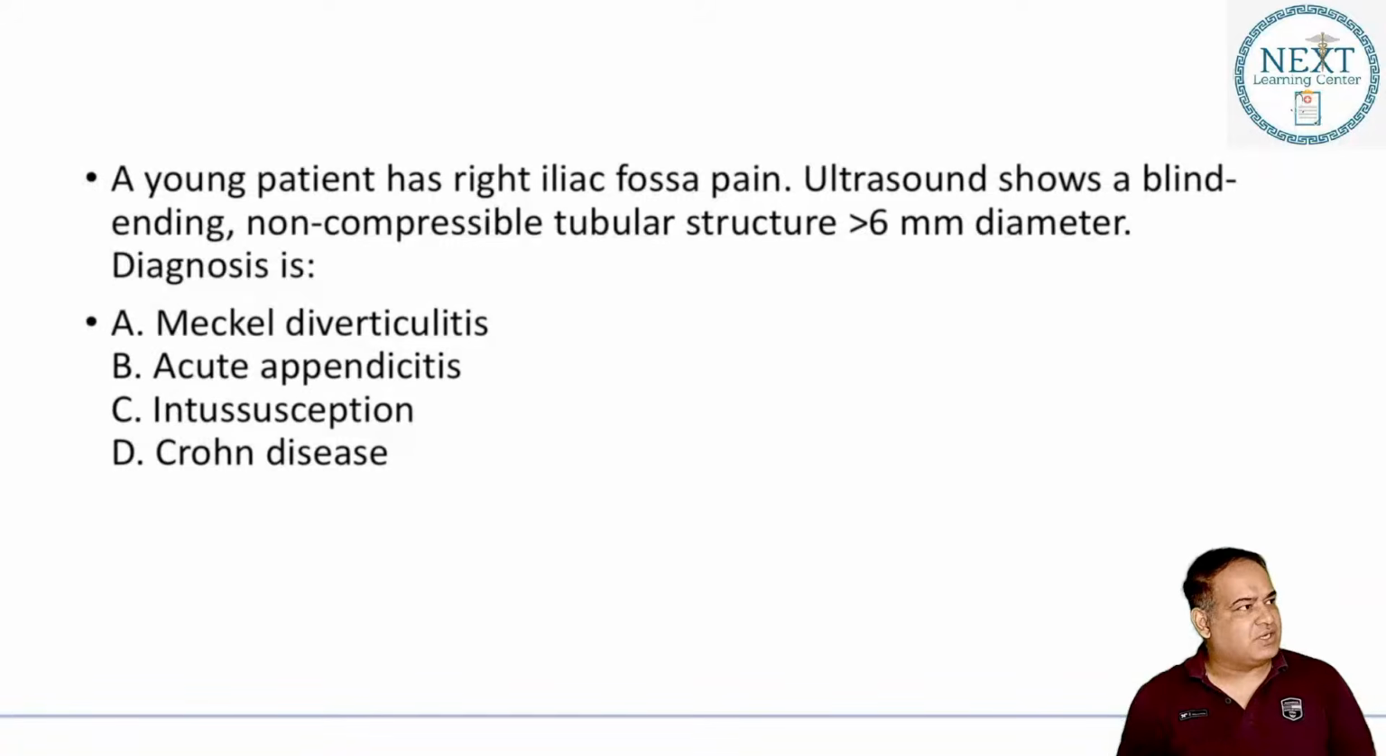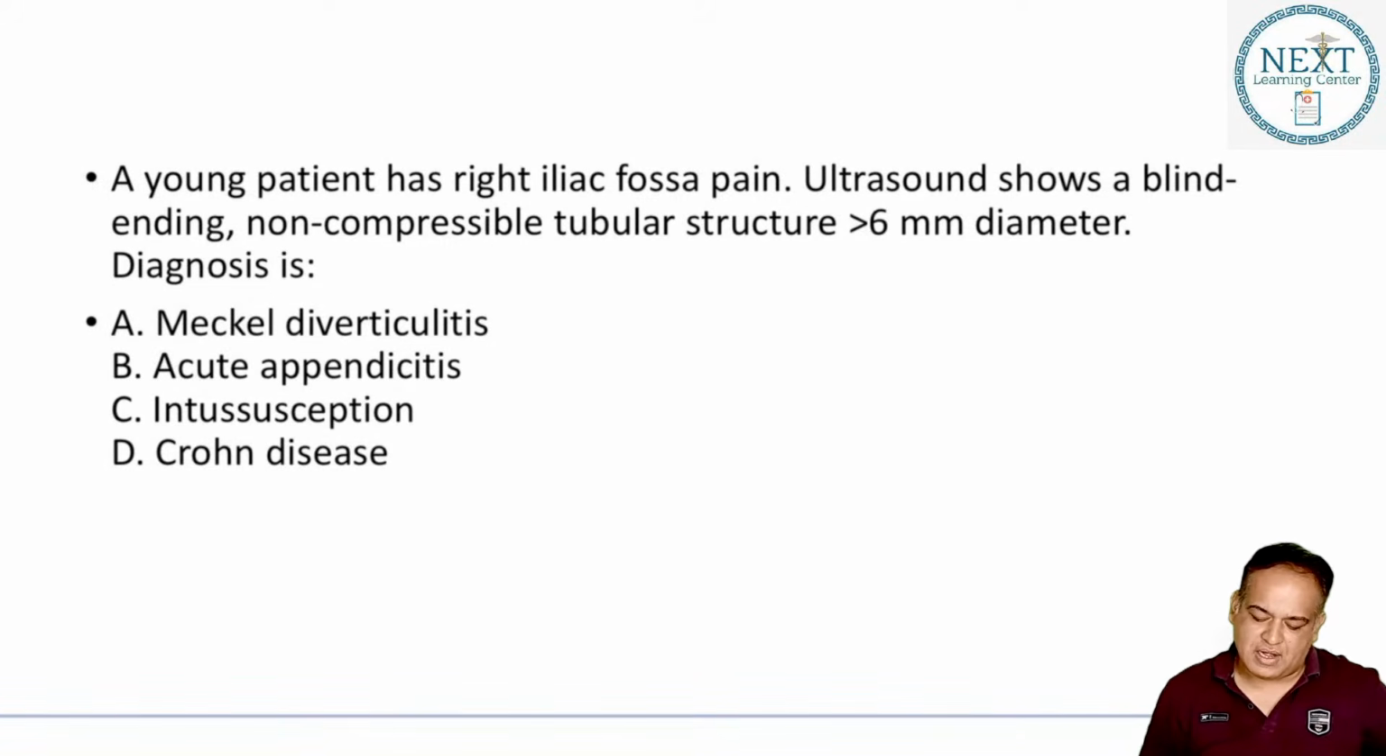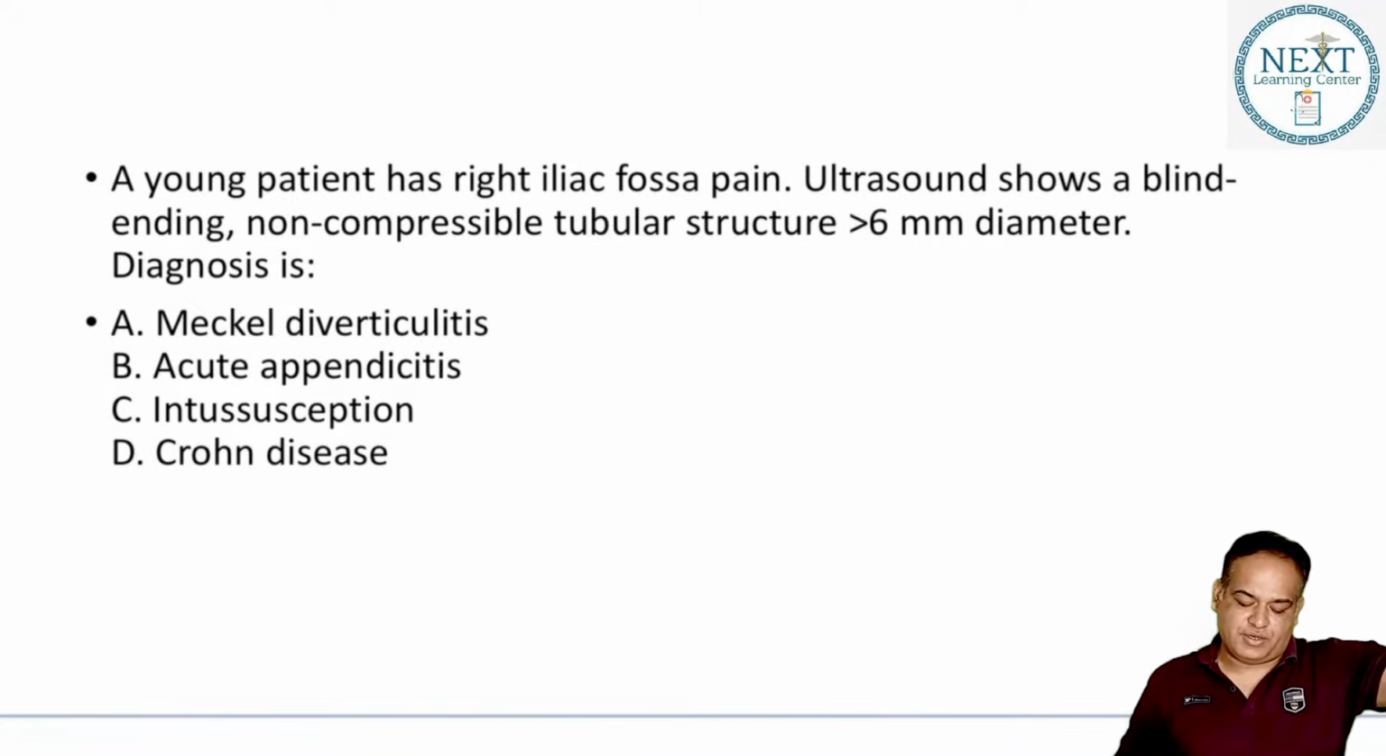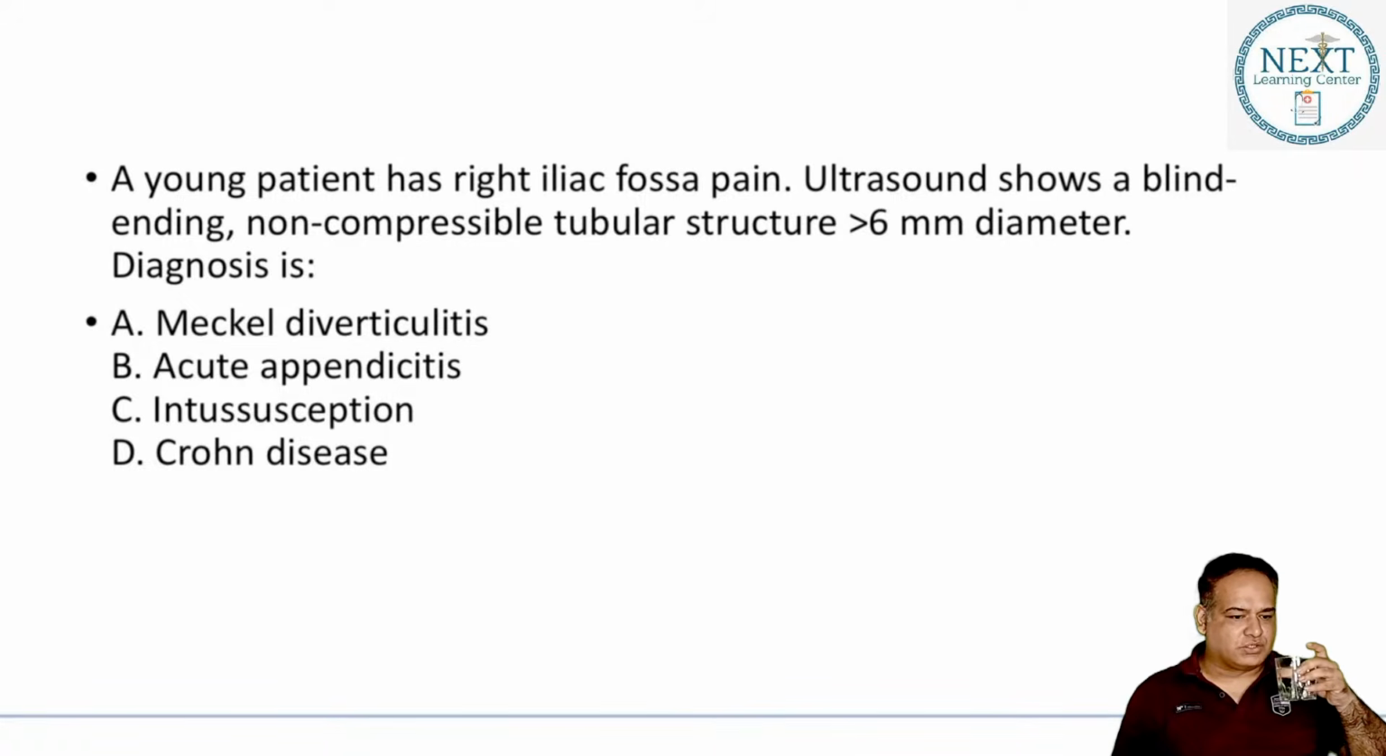A young patient has right iliac fossa pain. Ultrasound shows a blind-ending non-compressible tubular structure 6 mm in diameter. Again a laddu question.